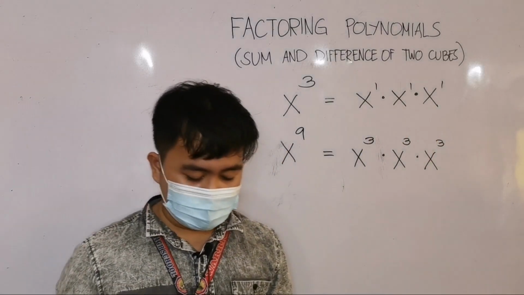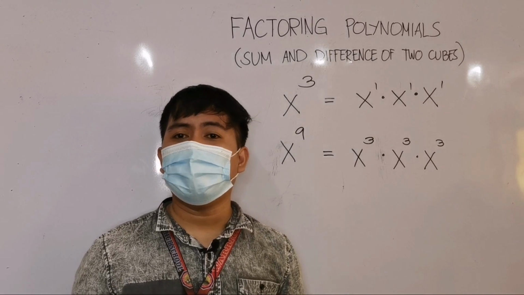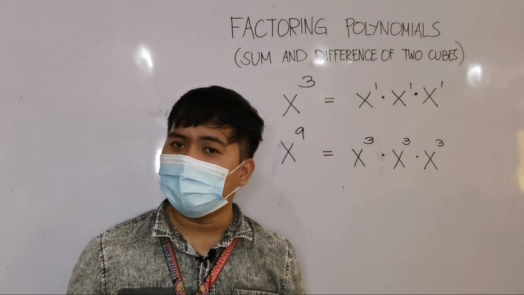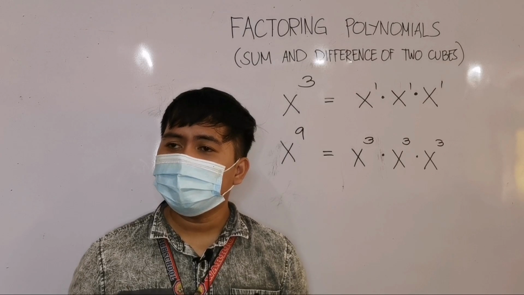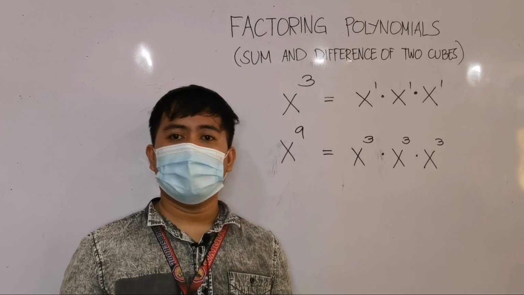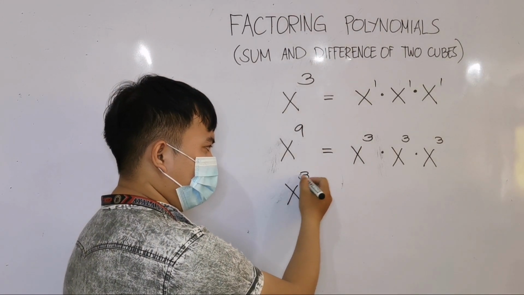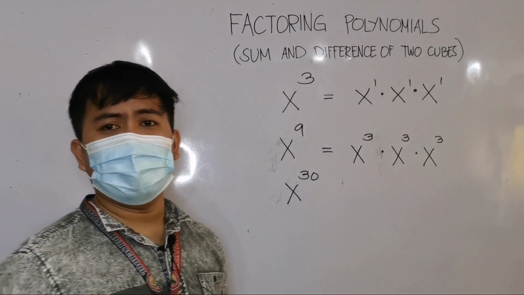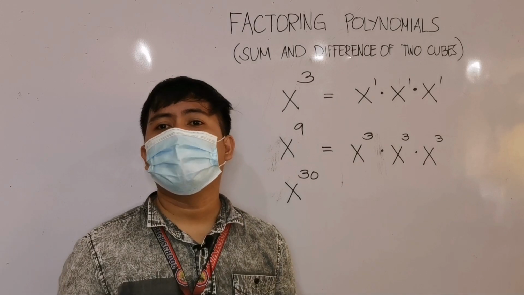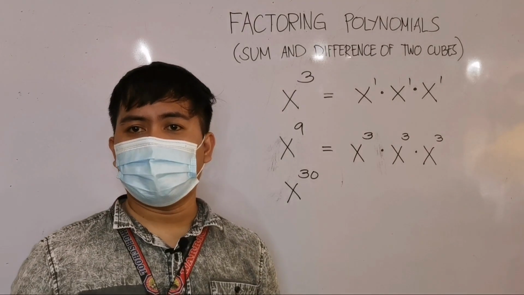So, ang tanong, paano nga ba natin malalaman kung isang variable ay perfect cube? Kagaya na lamang ng x raised to 30. Agad-agad po ba nating malalaman kung perfect cube siya?